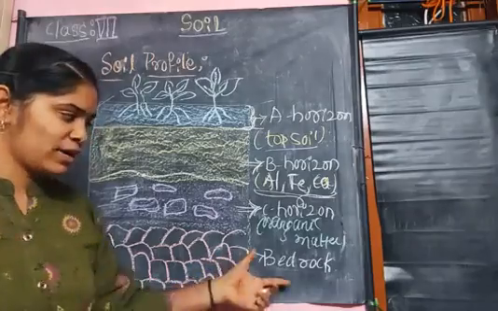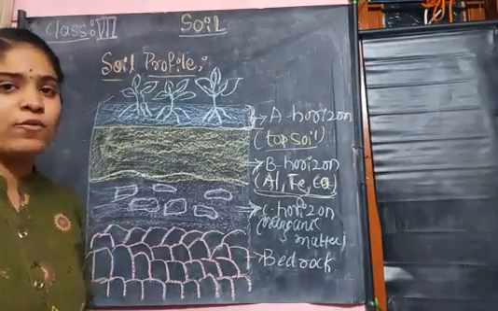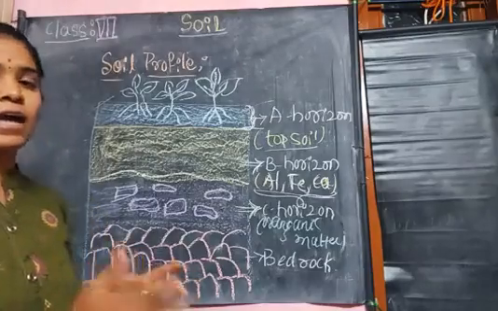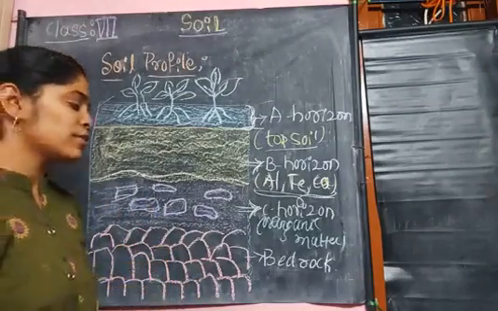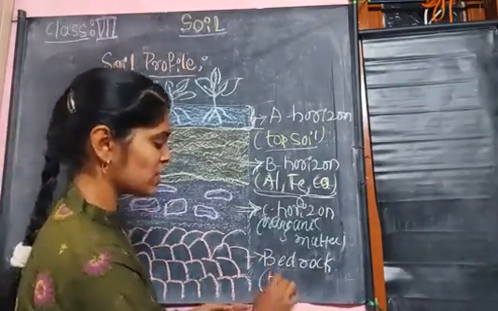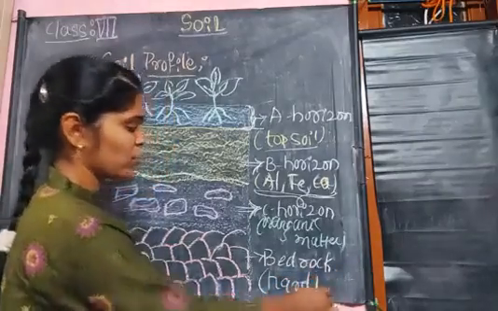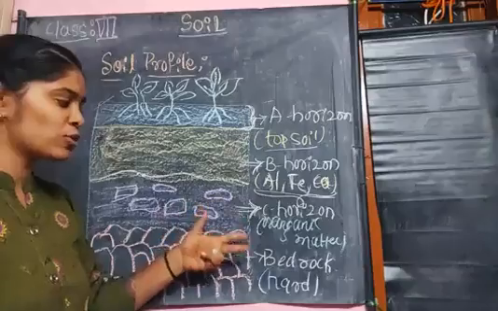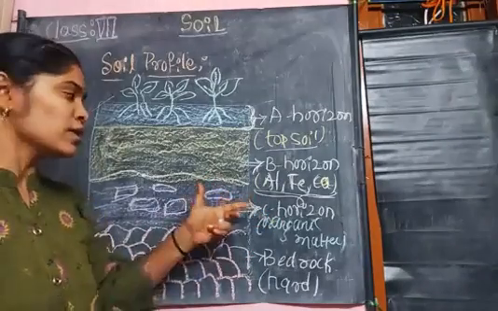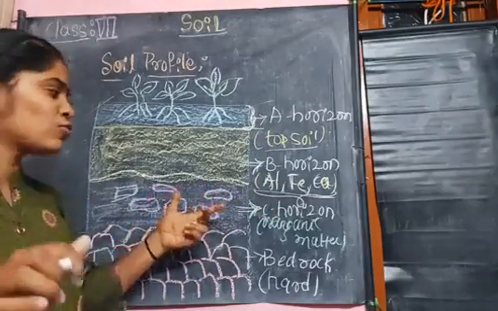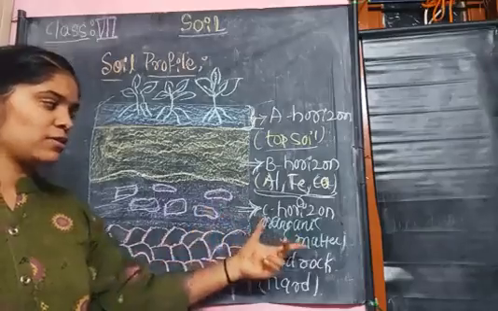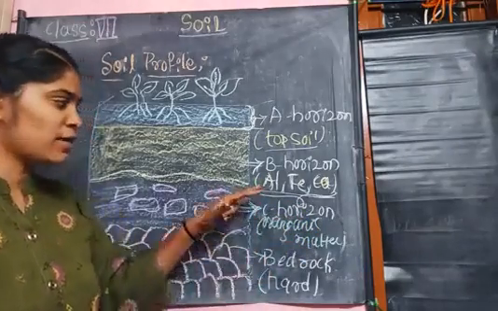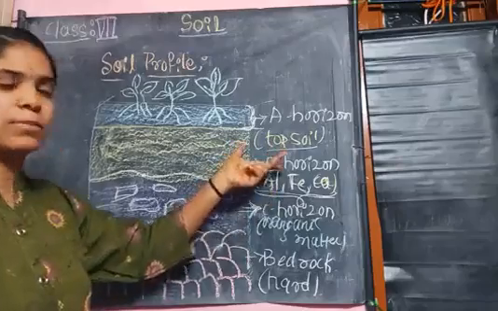In this bedrock region, plenty of rocks are present very close to one another, and they are very hard in structure. That's why we refer to the bedrock as the hardest layer. Above the bedrock there is the C horizon, in which some small amount of rocks are present, and they contain organic matter and some minerals. And above this C horizon there is the B horizon.